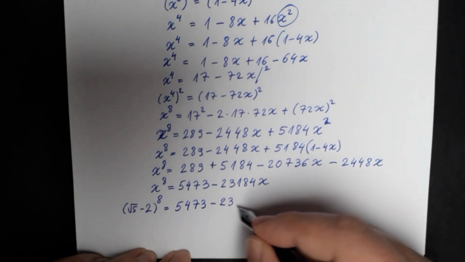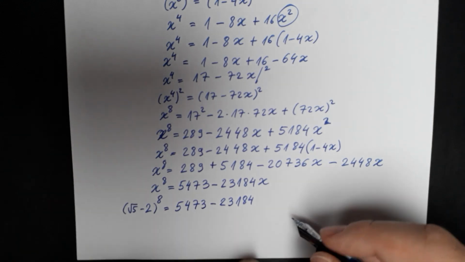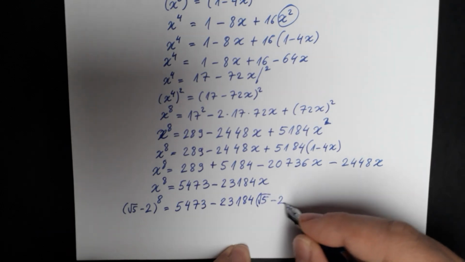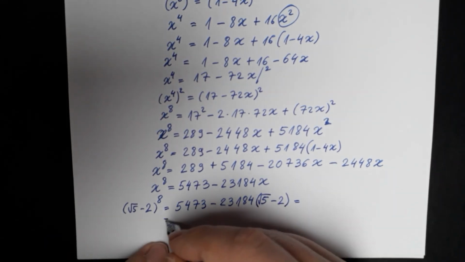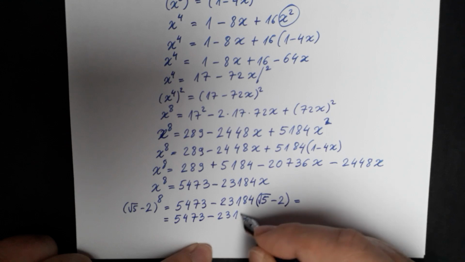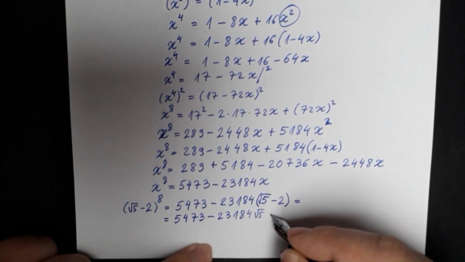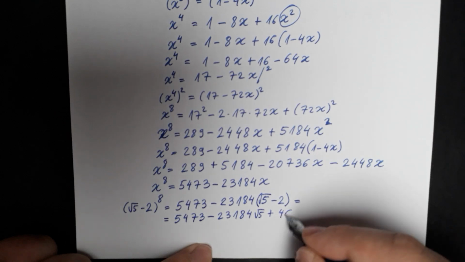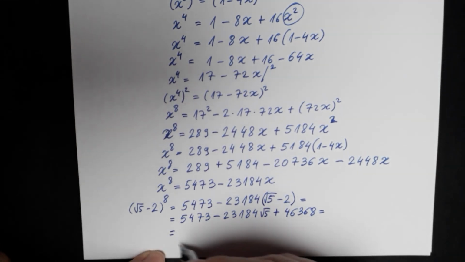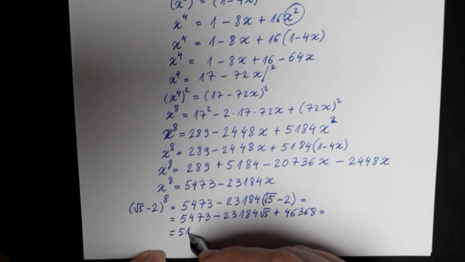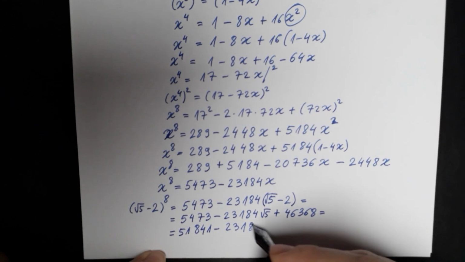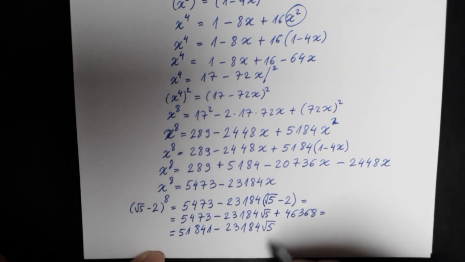5,473 minus 23,184 x. And again, we encounter x. We know that that is the square root of 5 minus 2. So when we calculate this, we get 5,473 minus 23,184 square roots of 5, plus 46,368. This is then equal to 51,841 minus 23,184 square roots of 5.